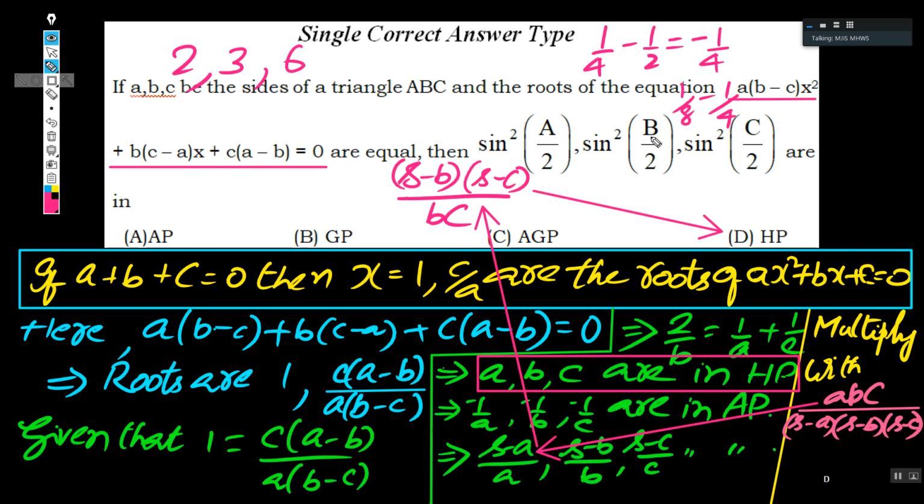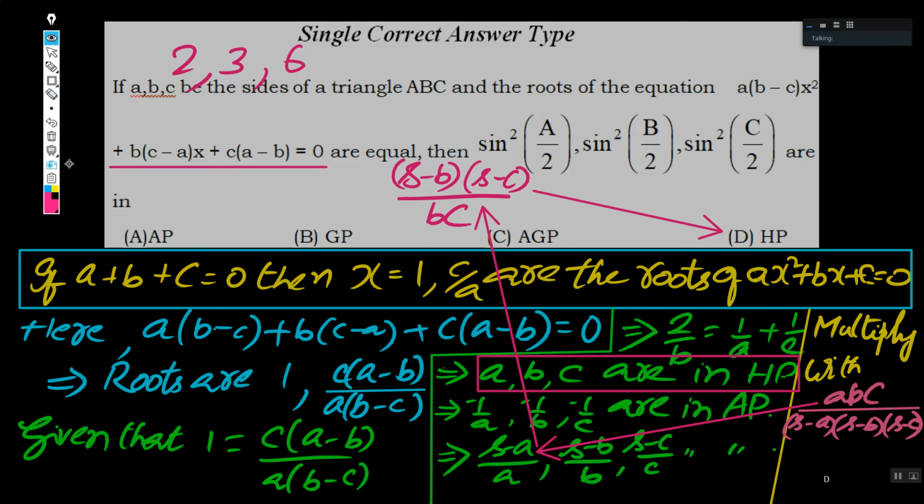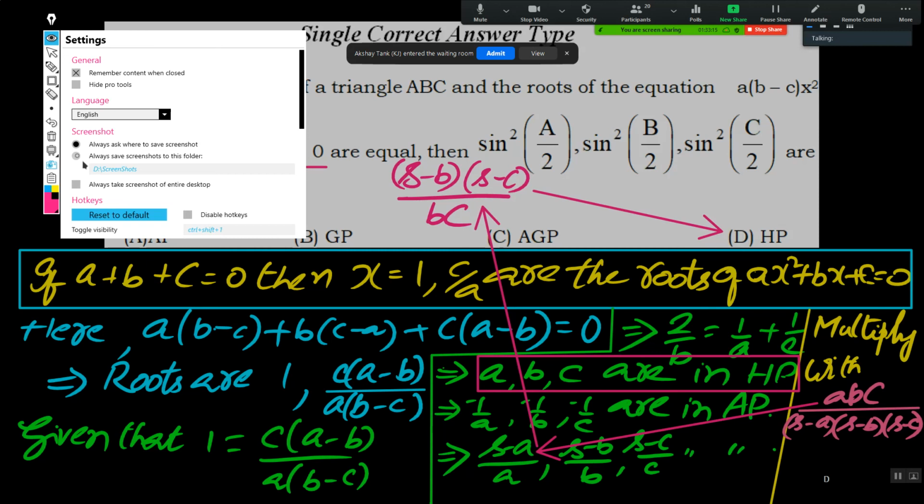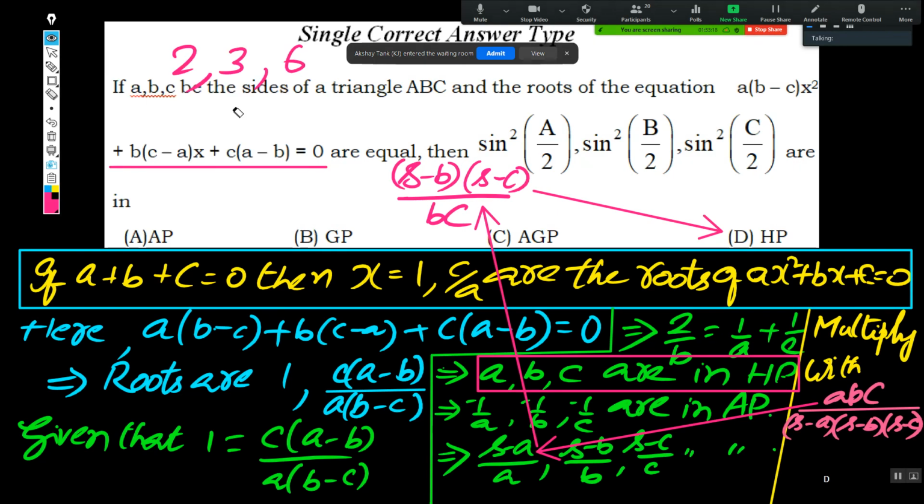Okay? That's a short form, please. That is the short form. Okay? Done. That's it. Next one.